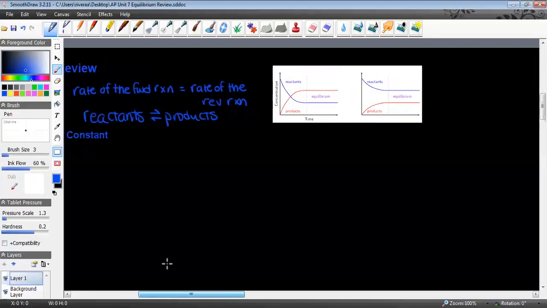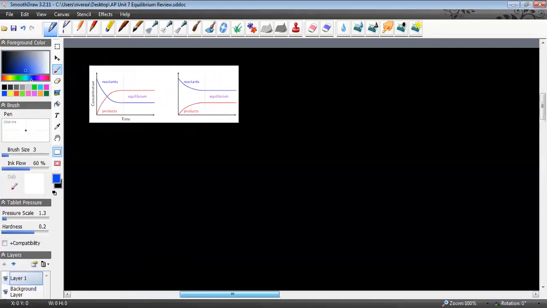This graph right here is showing us two different scenarios. In scenario number one right here on the left, we have more products than reactants at equilibrium. So for the graph on the left, you have more products than reactants when you're at equilibrium. But the reactants are not gone. Like it did not go to zero, right?